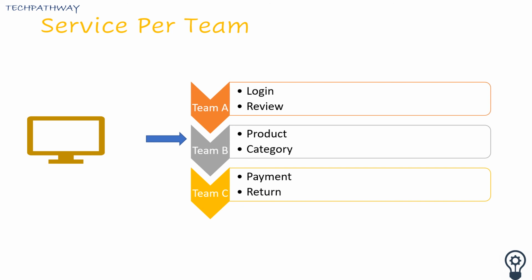I just put an example here. Payment and return could be handled by one team. They can create a single service for both things, for a single functionality, and likewise product and category. In the long run, you see this team can handle it. So service per team is more or less good for your operation and more or less cost effective. It depends on our organization and situation. We can divide services as per the team also.